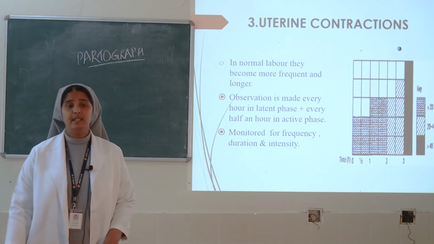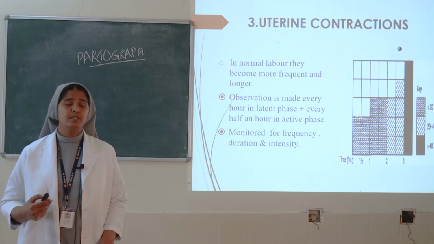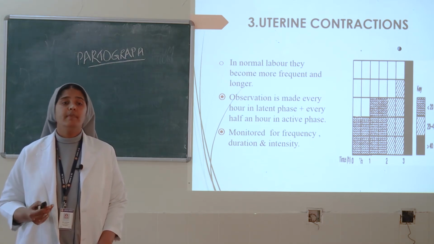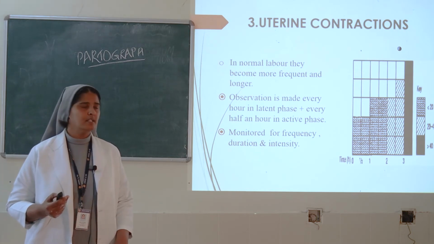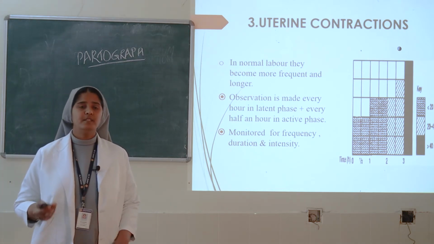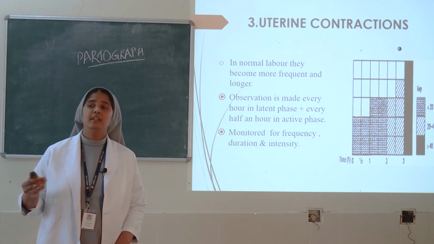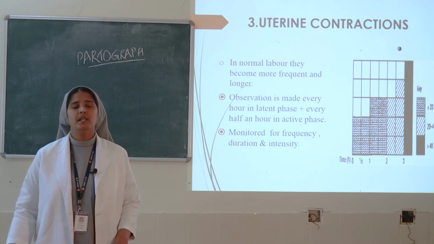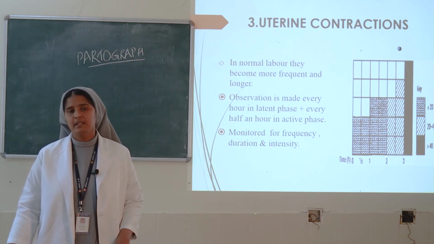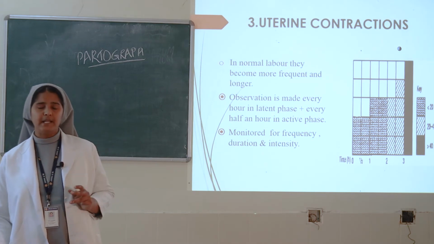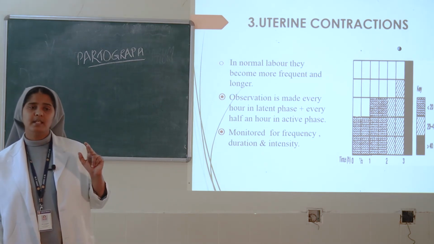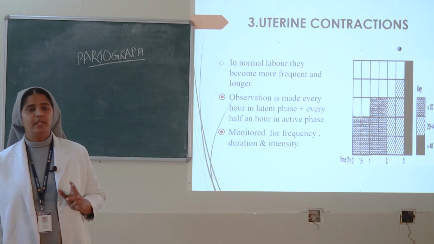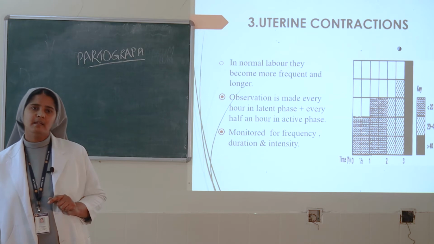Then intensity, how severe it is, that is intensity. Intensity usually we are measuring based on the duration. If it is less than 20, that is mild, if it is 20 to 40, that is moderate, and if it is more than 40 seconds, it is severe contraction. These are the 3 components we are measuring under the uterine contraction: mild contraction, moderate contraction and severe contraction. And we are monitoring for the frequency, intensity and duration.